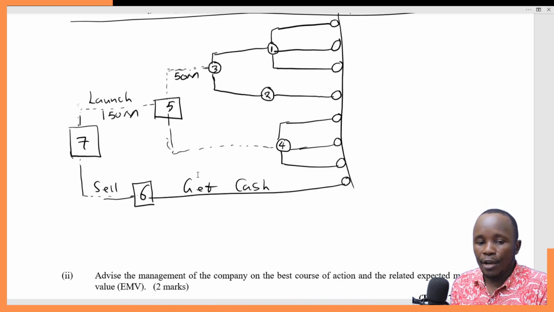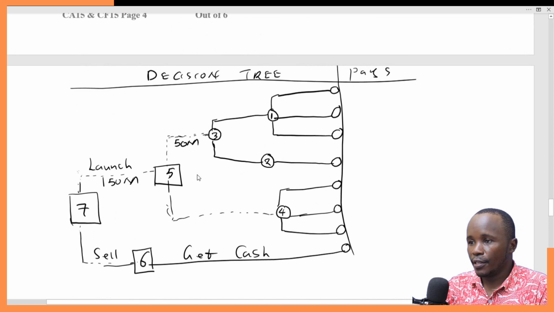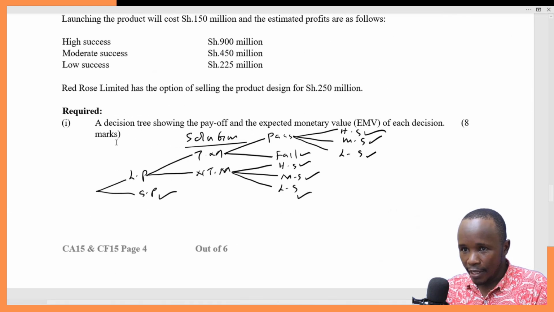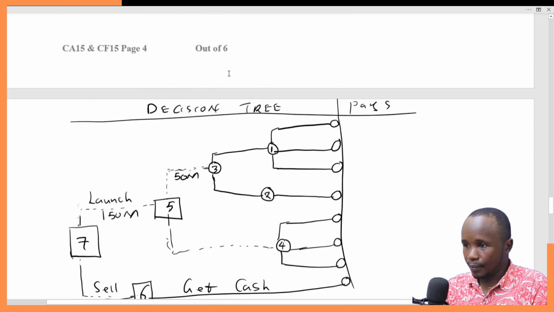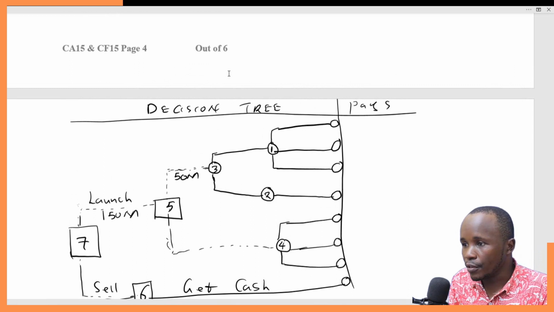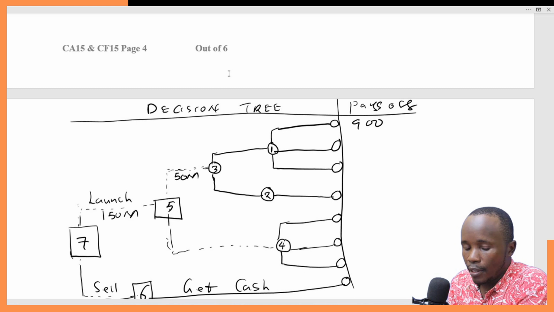Now, the payoffs. From the question, you are told that if there will be high success, it is 900 million, moderate success is 450 million, low success is 225. I bring my payoffs here. If there is a success, 900 million, then less 50 million, 225 becomes 255 million.